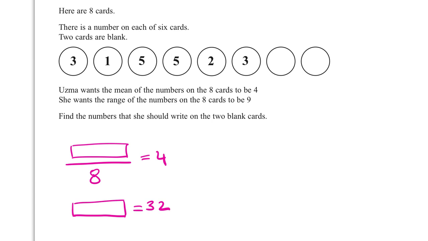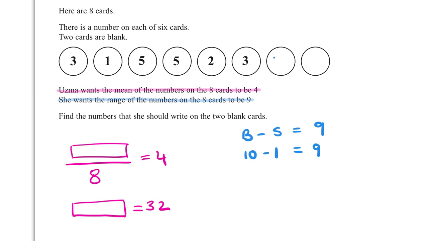Now, it then says, so this is, I'm just translating what she's written. That sentence right here is what I've translated. Then she said she wants the range of the numbers on the 8 cards to be 9. So if she wants the range to be 9, what does that mean? It means the biggest minus the smallest has to equal 9. What's the smallest number we have so far? 1. Okay, so I'm just going to put 1 here. Something minus 1 equals 9. What minus 1 equals 9? 10. Awesome. Okay, so this could be one possible.